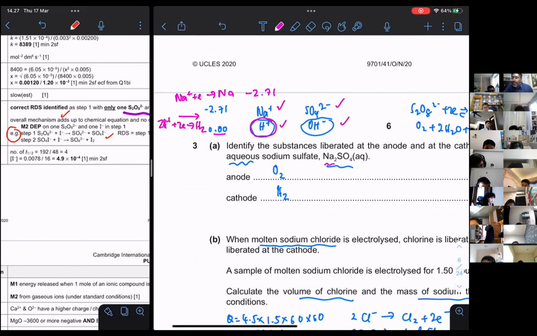This is what I'm telling you now. Whatever you learned in IGCSE, you memorized, but now you apply. Yeah, you apply. So H+ is selected. That's why at the cathode you will have hydrogen gas.